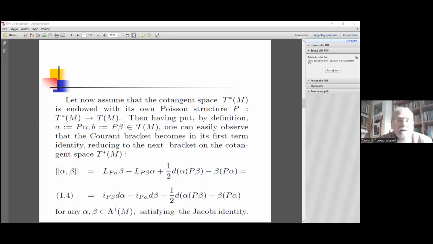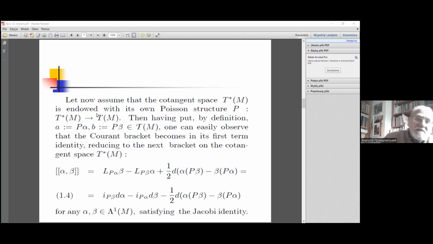So now we are going to analyze some special cases of our manifold, for the case when the cotangent space on the manifold M is endowed with its own Poisson structure, P.